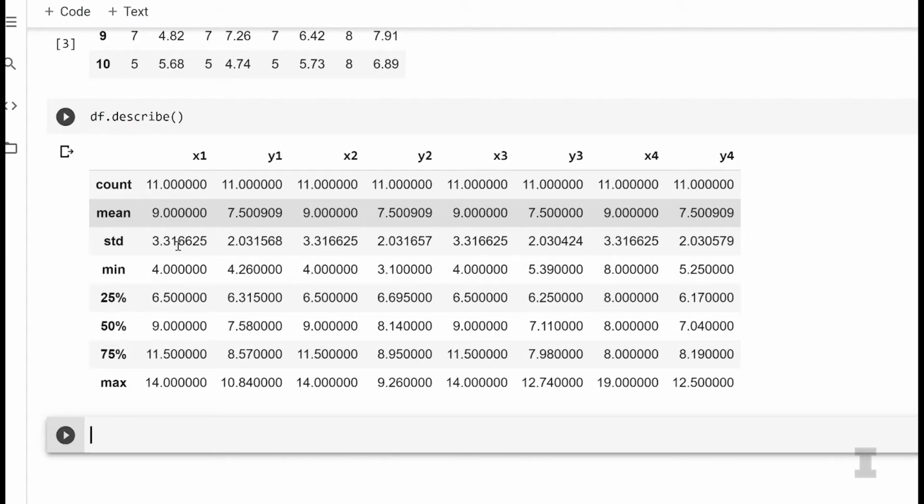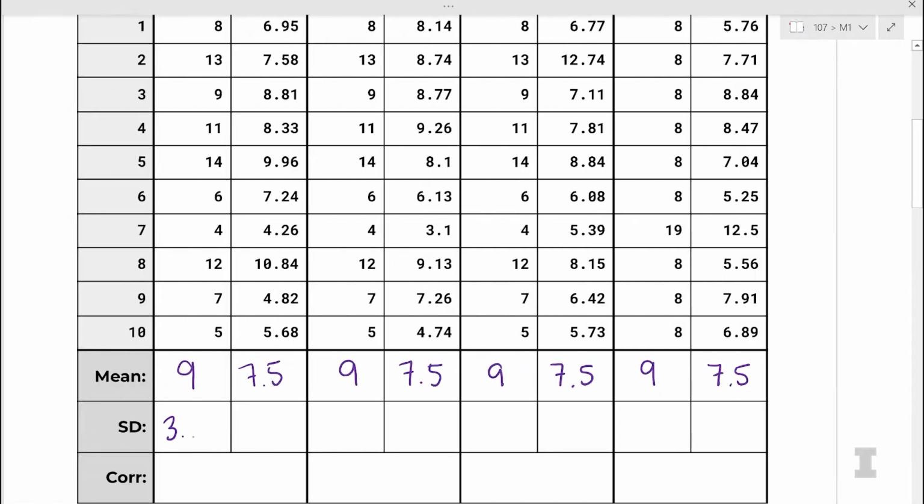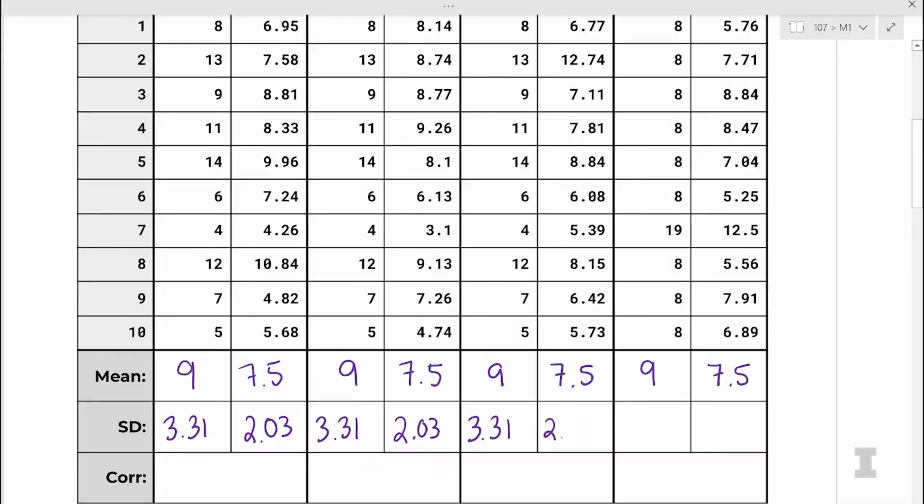What about the standard deviations? So the standard deviation for x1 is 3.31, and for y1 it's 2.03. And then that repeats just like the mean. All right, so all the x's have the same mean and the same standard deviation, and so do the y's. And then, Wade, what does that mean about the variance? I don't have a row for variance here, but would the variances be the same as well? Yes, the variance is the square of the standard deviation. So if you have the same standard deviation, you're going to have the same number once you square it.